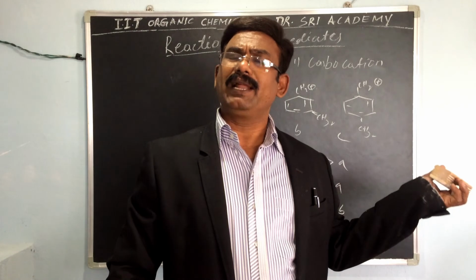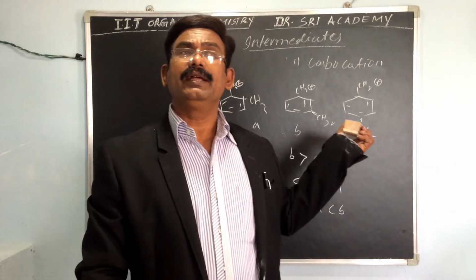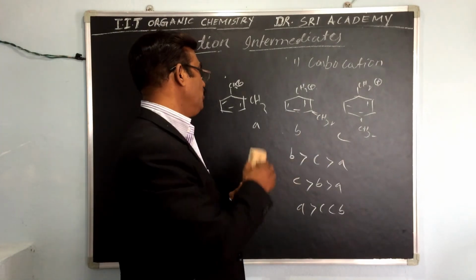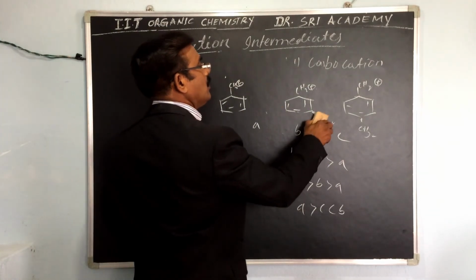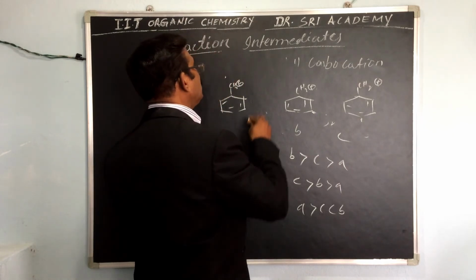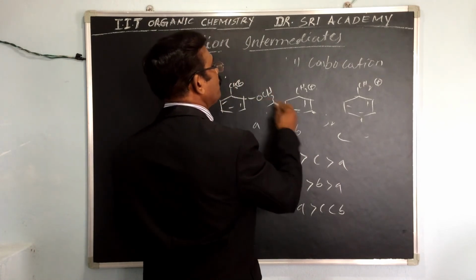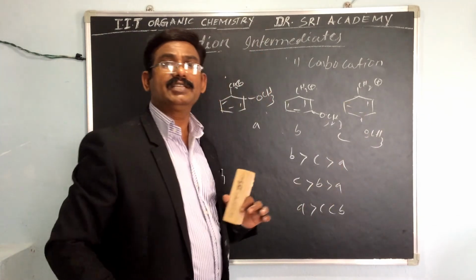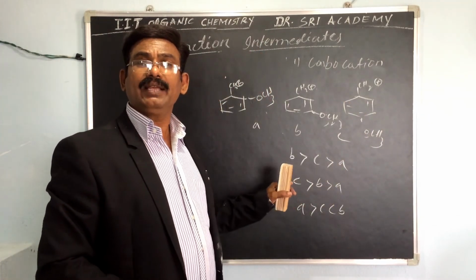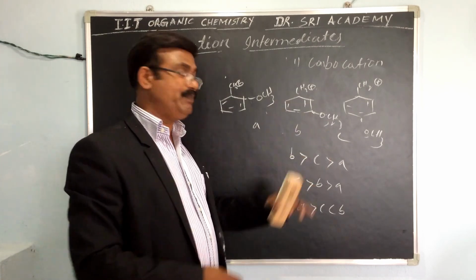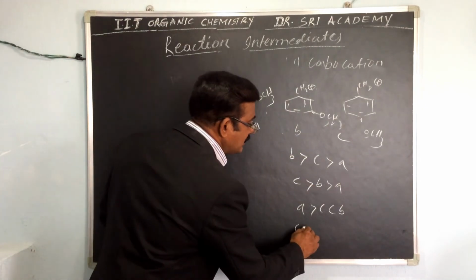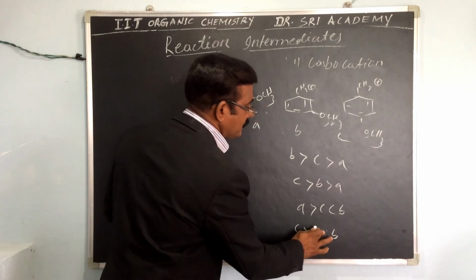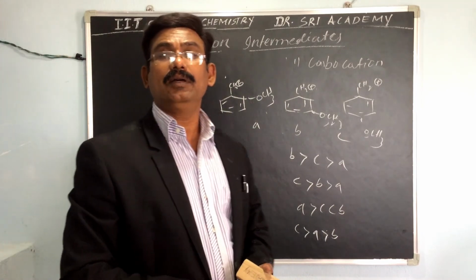One more example is anisole. For ortho, anisole means OCH3, so you have to add the methoxy group. So what is the order? Same thing: C is greater than A is greater than B. Here, C is greater than A is greater than B. This is the order for this group.